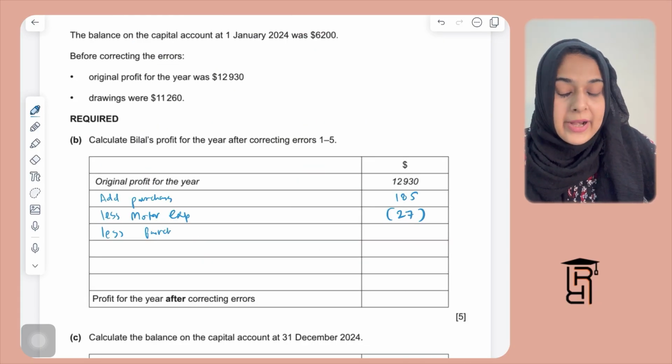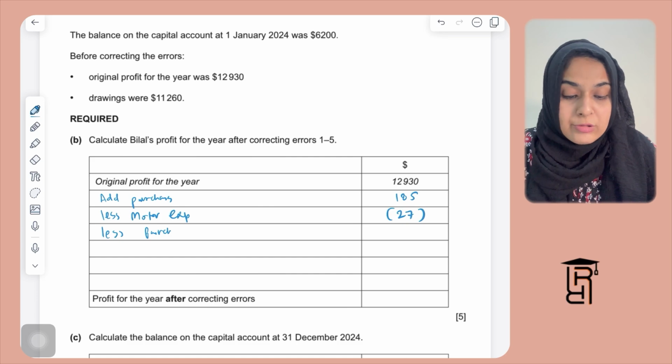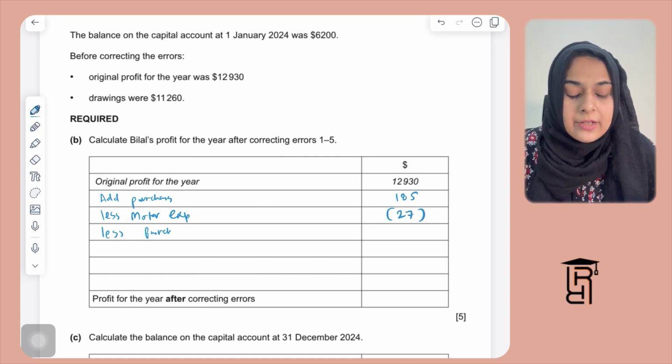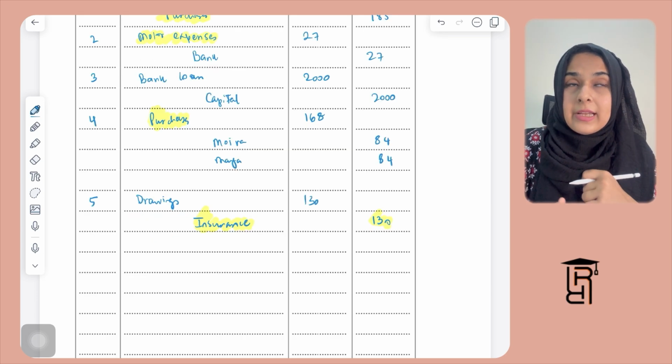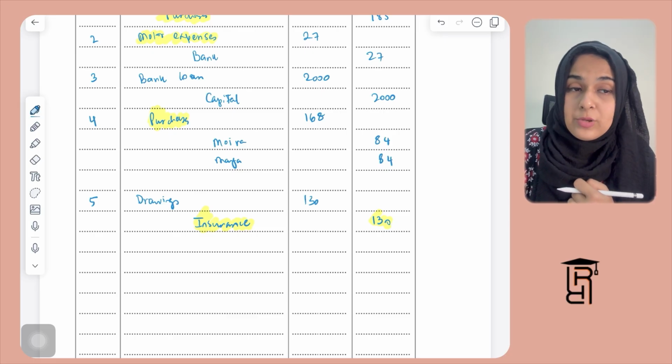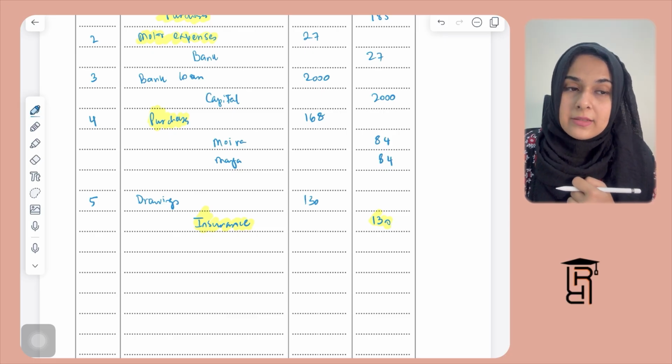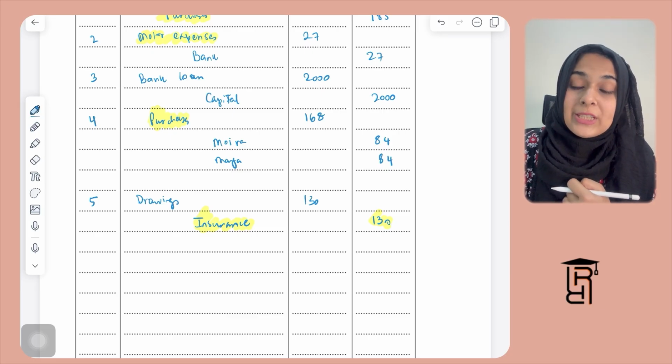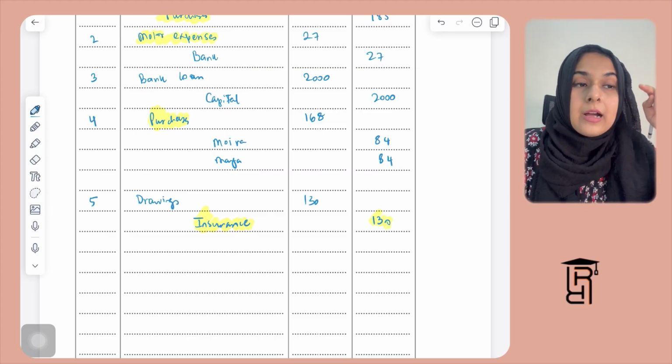I'm just going to subtract this, and then this is going to reduce my profit. The last entry here, when I'm crediting insurance, that means I am decreasing my expense. So when I decrease my expense, my profit is going to increase, because expenses are subtracted after the gross profit.